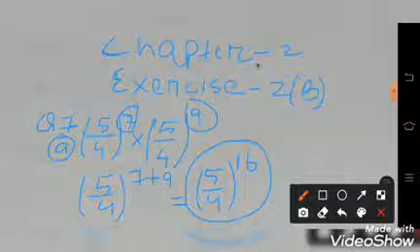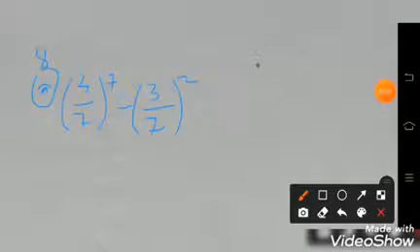So now let's see question number 8. Question number 8, simplify and express the result in exponential notation. Here question number 8 also we can do by applying the same method. So here you just take one common, (3/7), (3/7), (3/7), they are equal, so you can take one common.